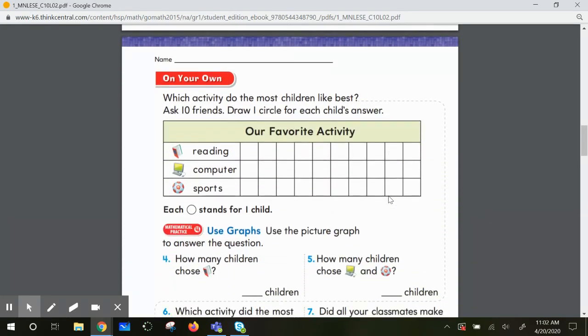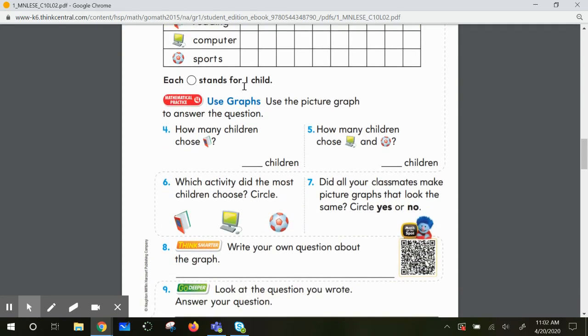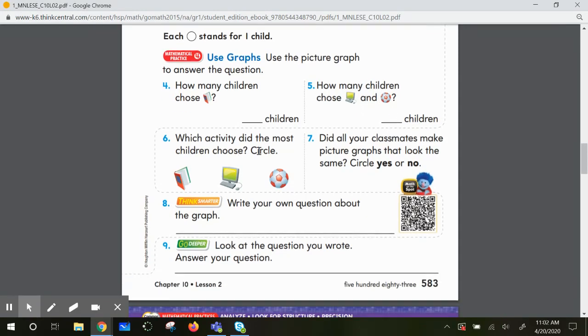The next one, our favorite activity, same thing. You need to either call friends and ask them, or have your parents get on social media and ask for people to give their favorite activity, reading, computer, or sports. Then you're going to use the graph to answer these questions. How many children chose books or reading? How many children chose computer and sports? Which activity did the most children choose?